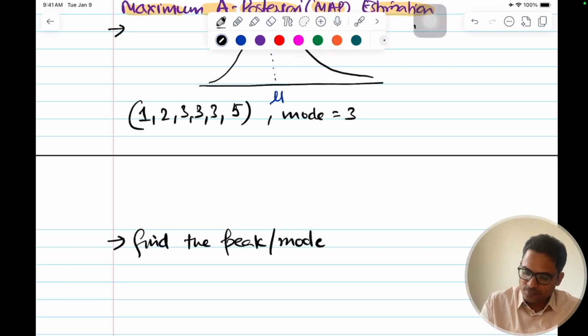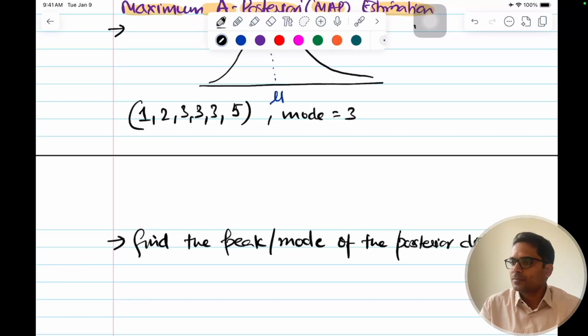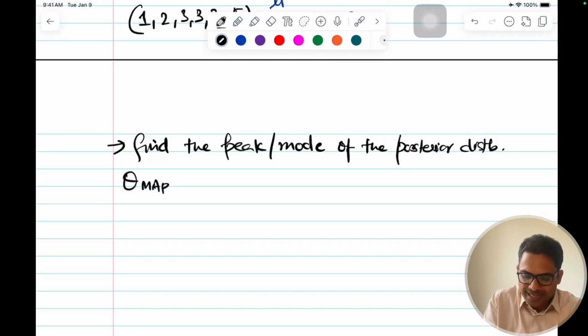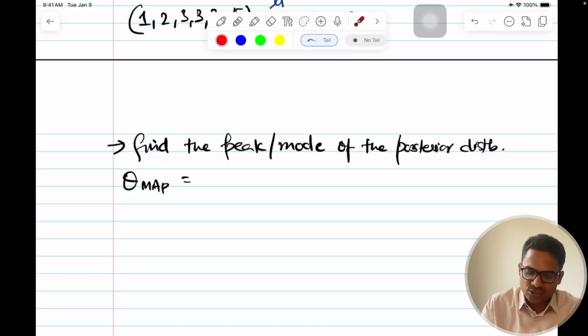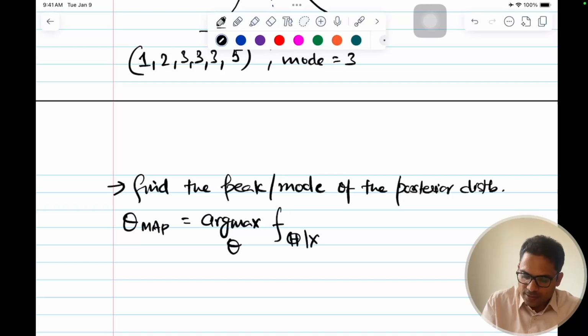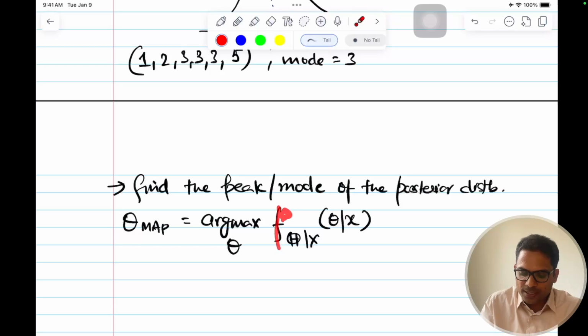Peak or mode of the posterior distribution. So let's begin. This will be represented as theta MAP, as we did theta MLE in the last class. So this will be equal to: find the parameter theta, the maximum a posteriori estimate. This will be a point estimate which maximizes my posterior distribution, argmax over theta of the posterior, theta given x. This will be f or p depending upon whether it's continuous or discrete. If it is continuous I'll use f, and if it is discrete, I'll use p. So this is my posterior distribution.